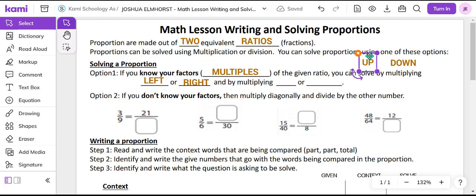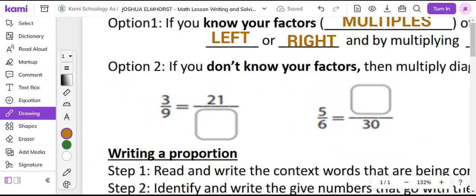And you can also look within the fraction, look up and down. And if you see the multiple within the fraction, you can multiply going top down, up down, or even from down up. So let's just look at a couple examples here.